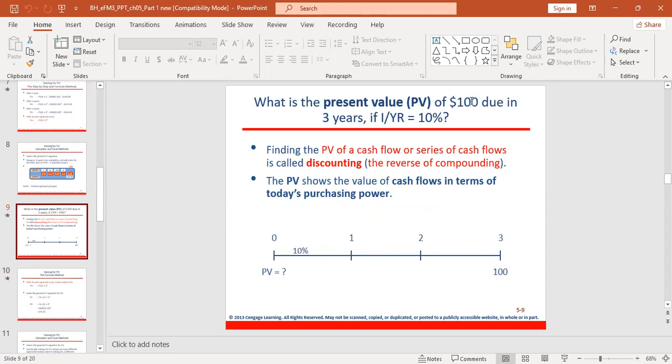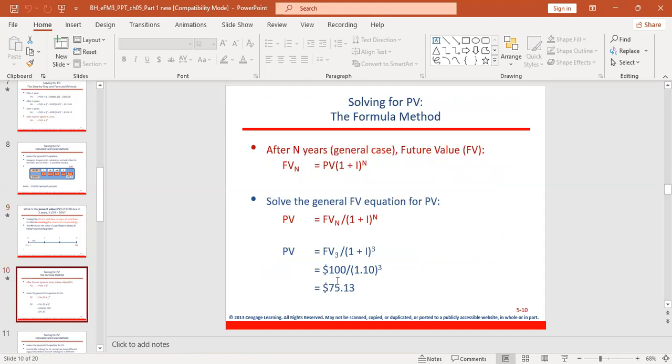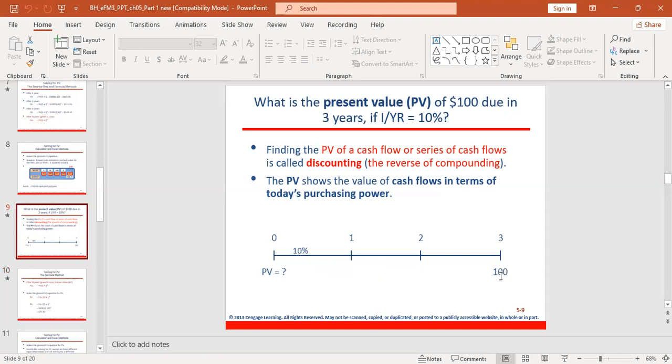You can see we already have $100. We already have 3 years. We already have interest per year. So we just key in the information. You can see that the PV is smaller. So what it means is that this 100 in the future has a present value of about 75.